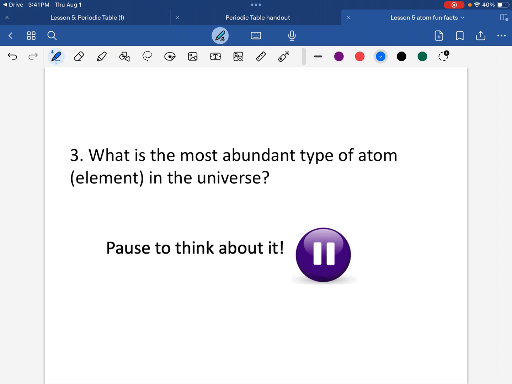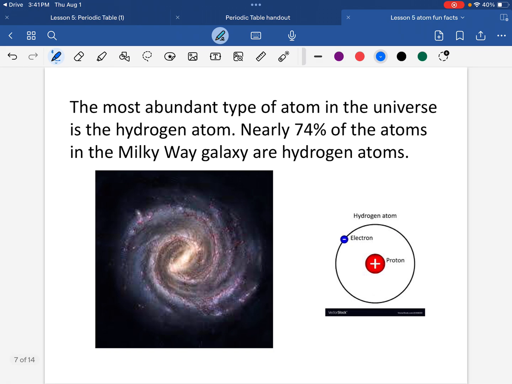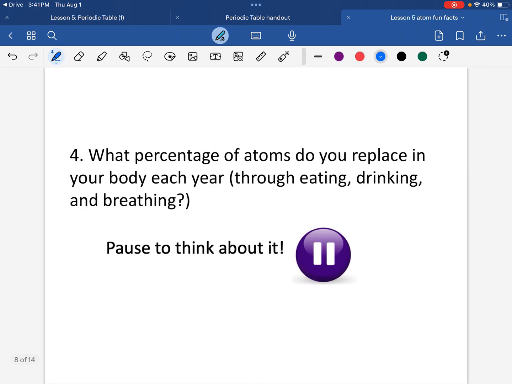What is the most abundant type of atom in the universe? So what element is most common in the universe? Of all those periodic table of elements, which one is the most common? Hydrogen! The most abundant type is hydrogen. Nearly 74% of the atoms in the entire Milky Way galaxy, that's the galaxy planet Earth is part of, nearly 74% of all those atoms are just hydrogen atoms. The smallest atom there is.